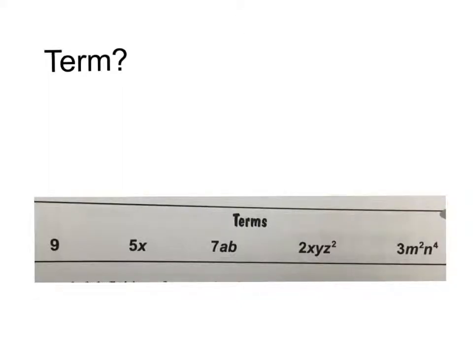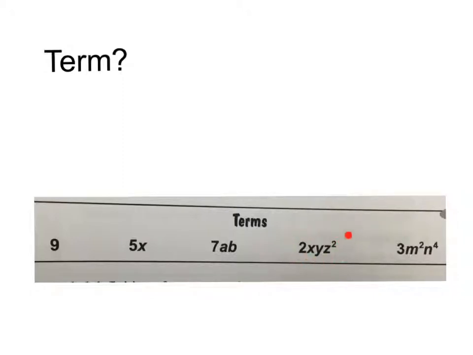So right here we want to talk about what is a term. Okay? Now a term is just a single number or multiple numbers being multiplied or divided. Okay? So you can see this 9 right here is a term. This 5x right here is a term. This 7ab, that is a term. Okay?